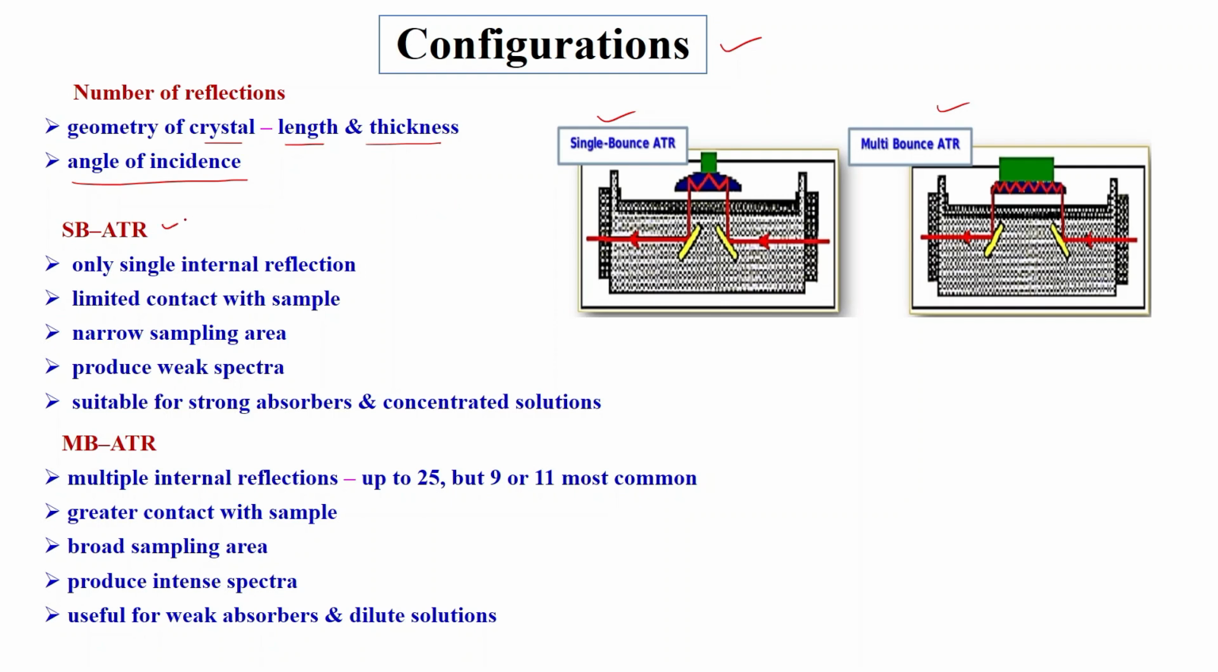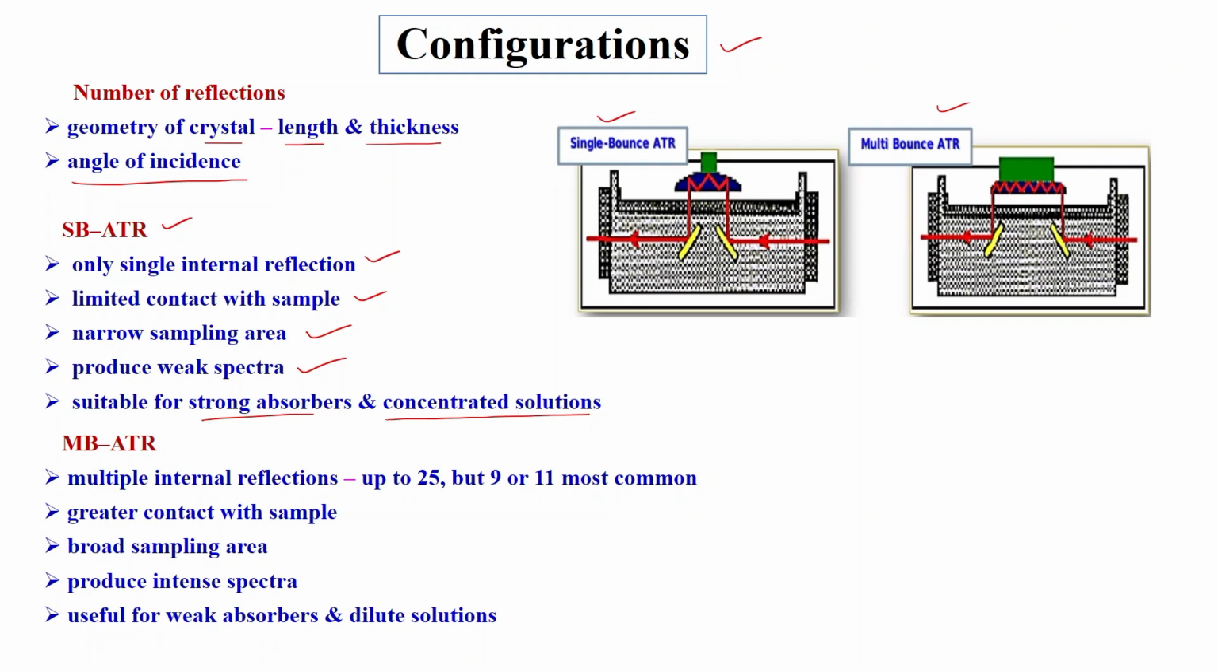Now there is single bounce ATR, in which only a single internal reflection will be there. There is limited contact with the sample, a narrow sampling area. Obviously, a weak spectrum will be produced, because there is not enough time for contact with the sample. It is suitable for strong absorbers. So if the compound is a strong absorber, and a concentrated solution, obviously that will help and can give better results in the case of single bounce ATR.